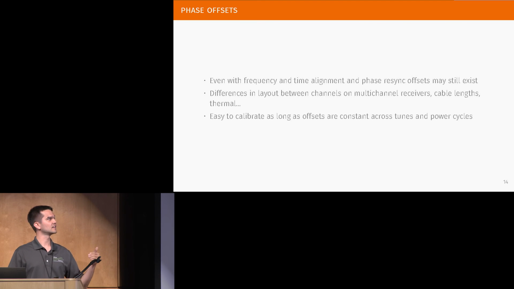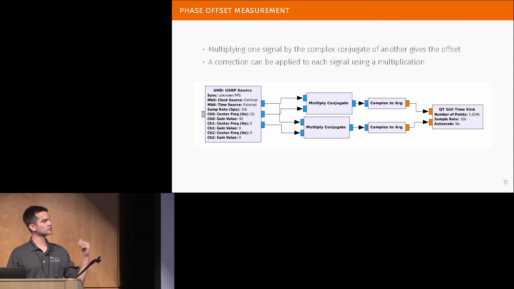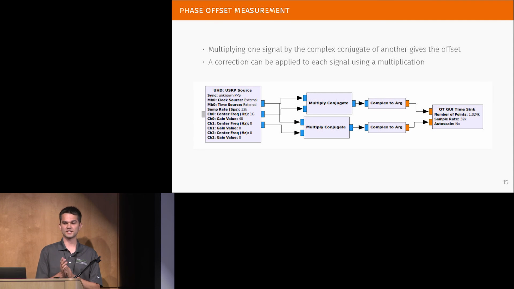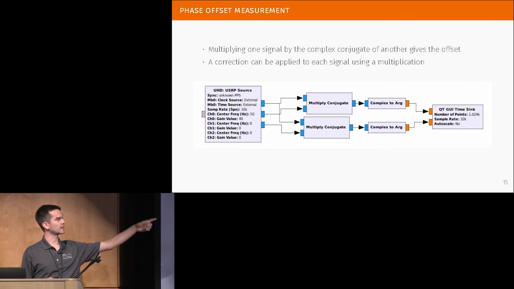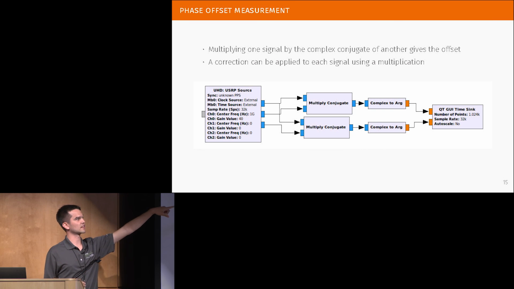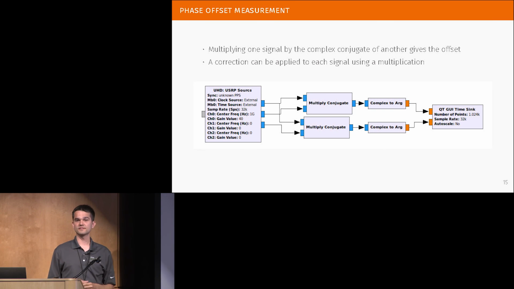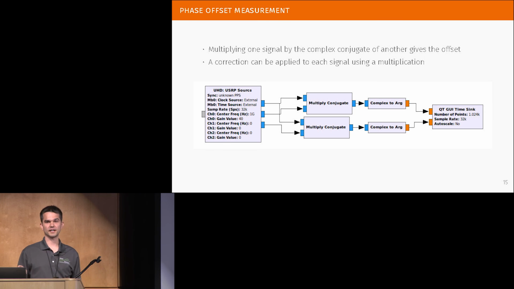But the nice thing is, you've gone through all these steps. These should be consistent offsets. So you can use GNU Radio very trivially to measure this. If you multiply one signal by the complex conjugate of the other, and then do a complex to arg function, you'll get out the phase offset between the two channels in radians. And then you can just multiply by e to the j with that radian value and correct for that phase offset in software. And so, yeah, it's quite simple here.